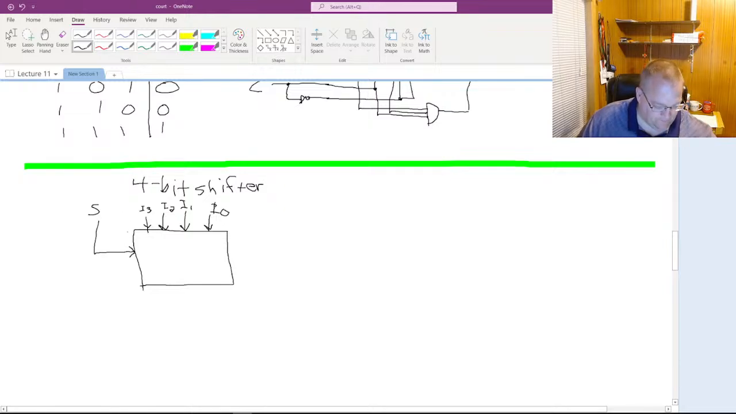But basically, if a 1 comes into here, then we shift everything to the right. And the I0 falls away and we lose that accuracy, and we replace it with a 0 on the other side. If this is a 0, then we shift the other direction, and so then the I3 will disappear.